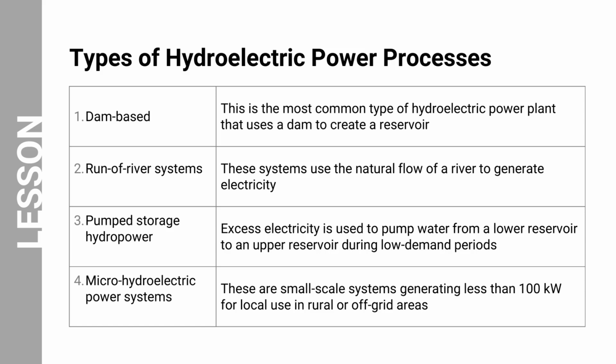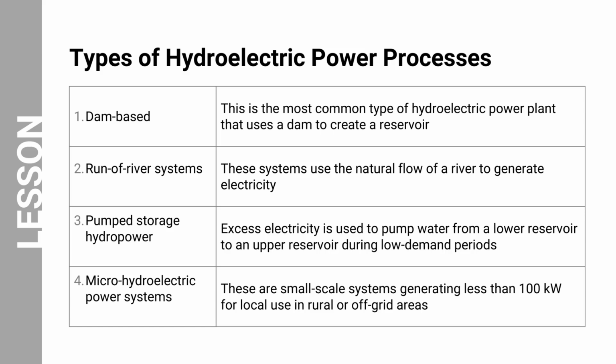2. Run-of-river systems do not rely on large reservoirs but use the natural flow of a river to generate electricity. Water is diverted through channels or penstocks to drive turbines. These systems are less disruptive to the environment but produce variable energy depending on river flow.